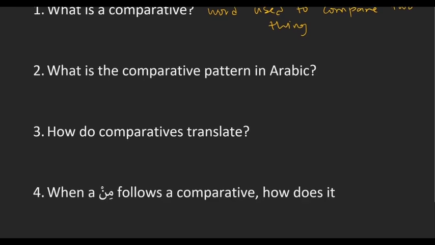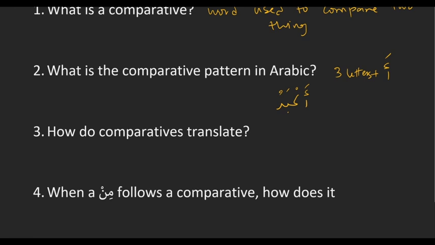Number 2, what is the comparative pattern in Arabic? It's hamza with a fatha on it, followed by exactly 3 letters. No more, no less. So an example of that would be akbar, right? Hamza followed by 3 letters.